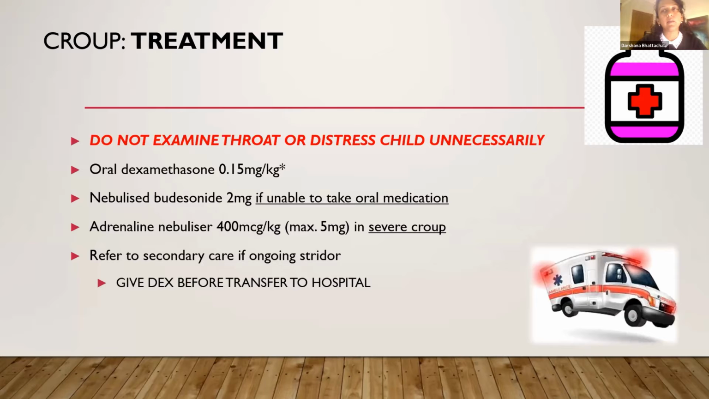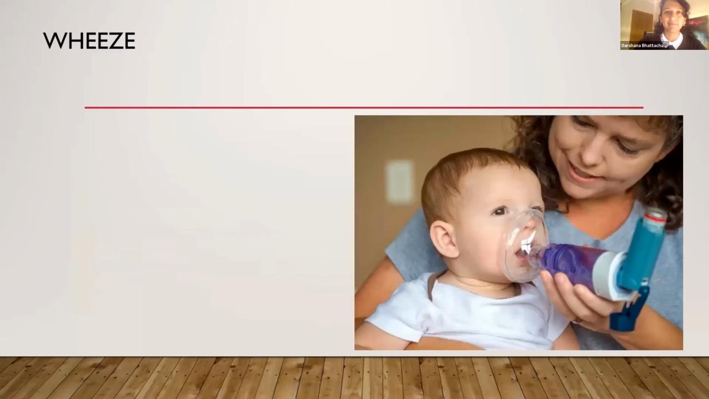Obviously, if you see them outside of hospital, if they're having ongoing stridor despite the steroid, then get them across to hospital and make sure you give the dex before they get transferred so that it at least starts working by the time they arrive. So that's croup, very common in the winter months. You'll probably be seeing it loads now if you haven't already.